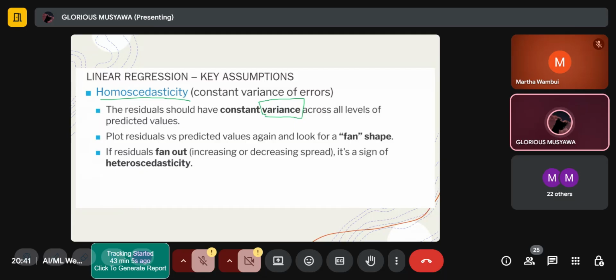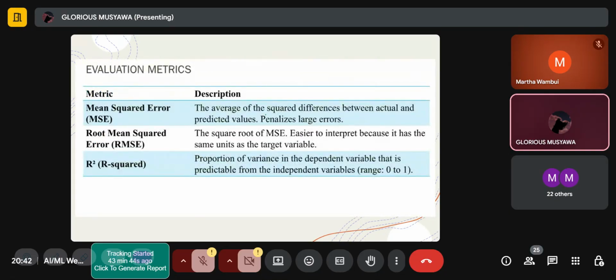So the error should have a constant variance across all levels in the predicted values. How do I explain this? No matter the value of your features, your errors will have a constant variance. I think this one is also more practical than it is theoretical, so we'll have to visualize a lot in that mini project.